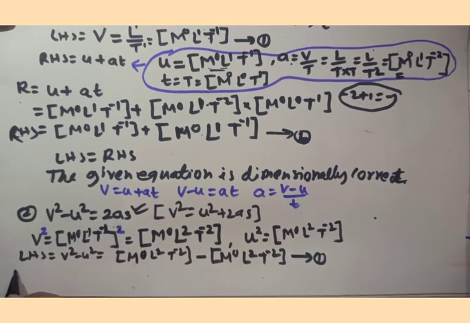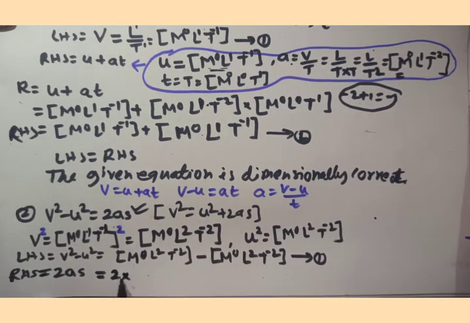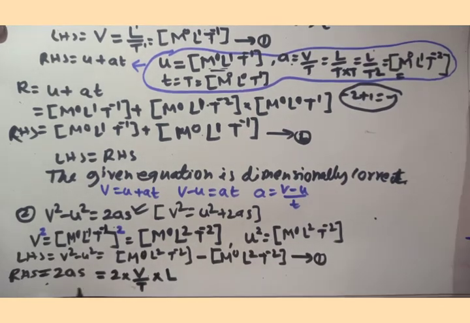Then the right hand side, what will you get? The right hand side is nothing but 2as. This is very simple. 2 into, the acceleration can be given by velocity upon time, right? Or you could find the dimension separately and come back, that also can be done, into, and your displacement is given as L. If you want to find the dimension separately, it could be like this.